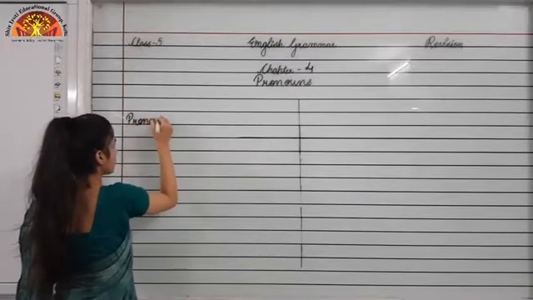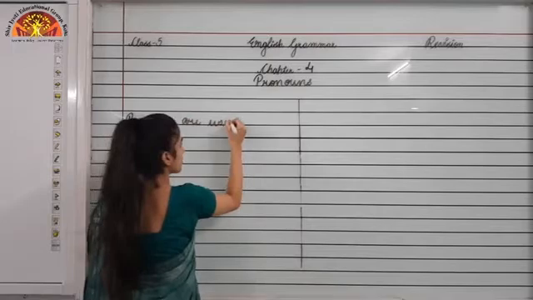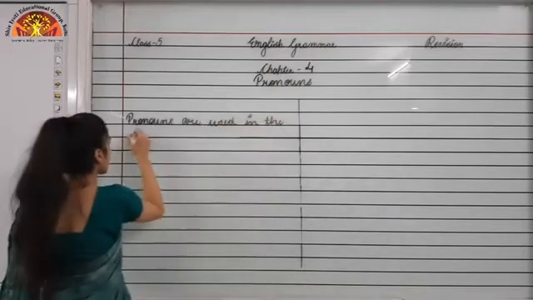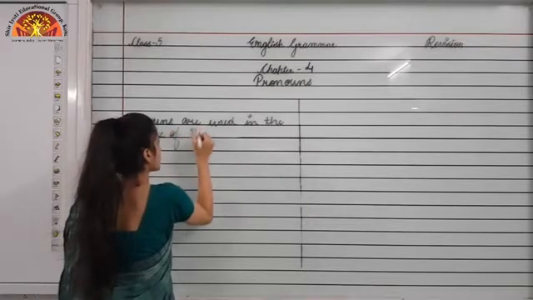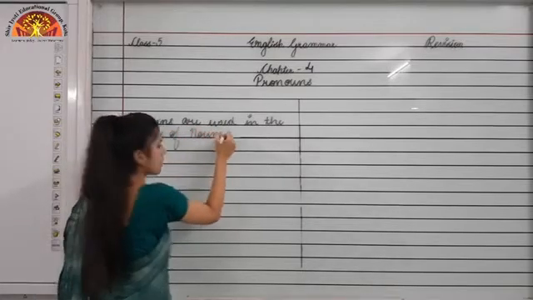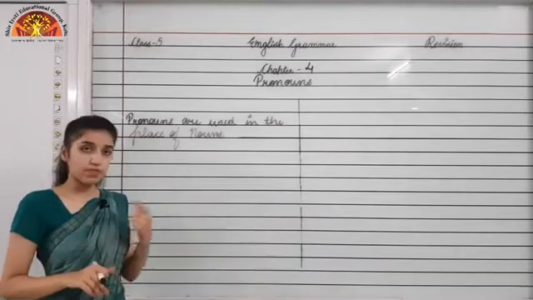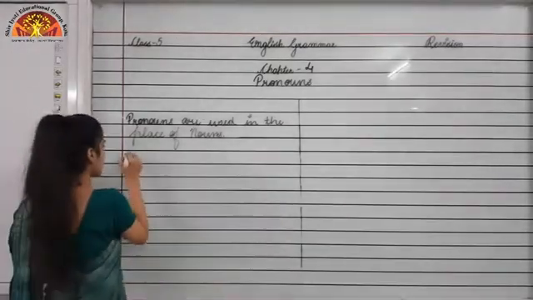So pronouns are used in the place of nouns, right? So we have 6 types of pronouns. We will be studying 6 types of pronouns in this chapter. So let's see what are they.